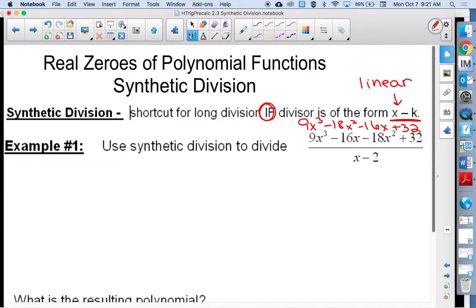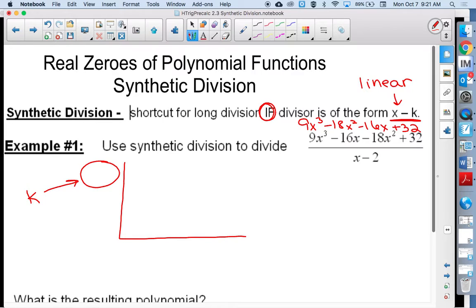So we are going to set this up, and it's going to look totally different than long division. We're not using a division bar. We will make a little kind of box in a way, like a big L. On the outside of the L, sitting right here, that is our k value.